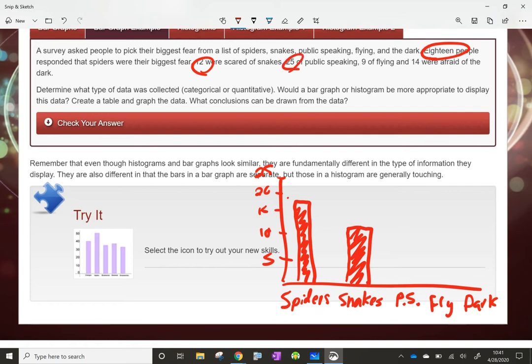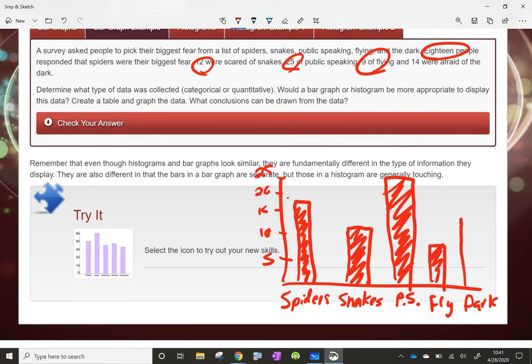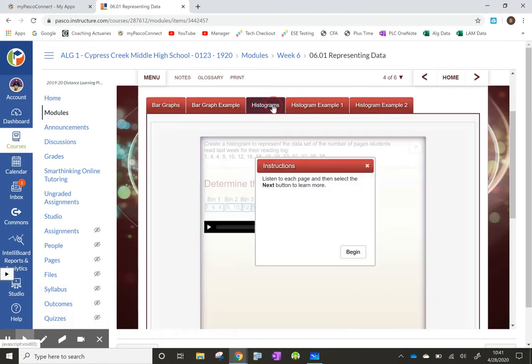Public speaking, you have 25, so that bar is going to go really high. It's going to go all the way up to 25. Obviously, I'm just kind of making a sketch, but you guys kind of get the idea, right? 9 for flying, and then 14 for dark. So dark goes up to about 14. So you have your bar graph, right? Simple enough to do. I think most of us can make bar graphs.